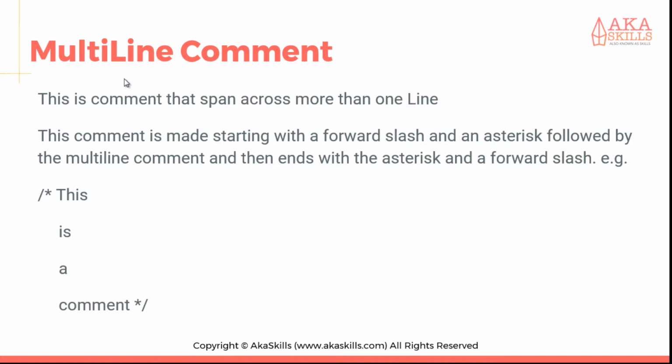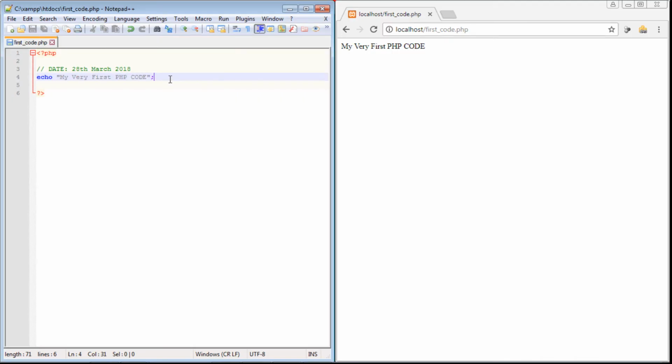For example, you will notice this comment on the screen right now spans across 4 lines. Back to the code right now, and I want to create a multi-line comment. I'm trying to think of something right now. Now let's see what I can come up with. Please be patient with me as I create this multiple line comment.